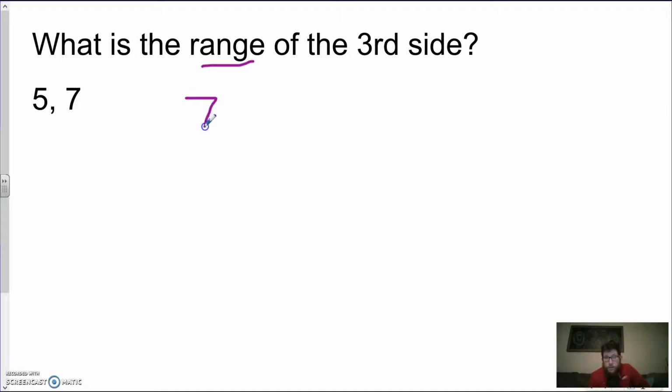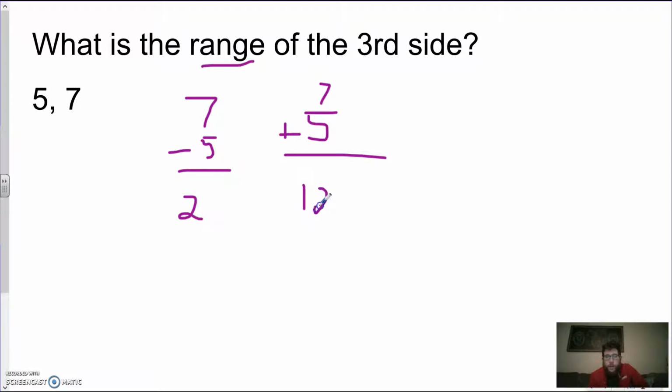What you're going to do is you're going to go 7 minus 5 on one side, and you're going to go 7 plus 5 on the other side. 7 minus 5 is 2. 7 plus 5 is 12. My final answer is that 2 is less than x is less than 12. This whole thing is my final answer.